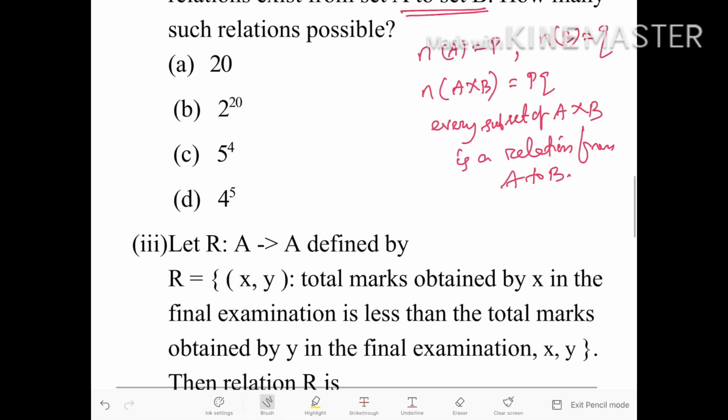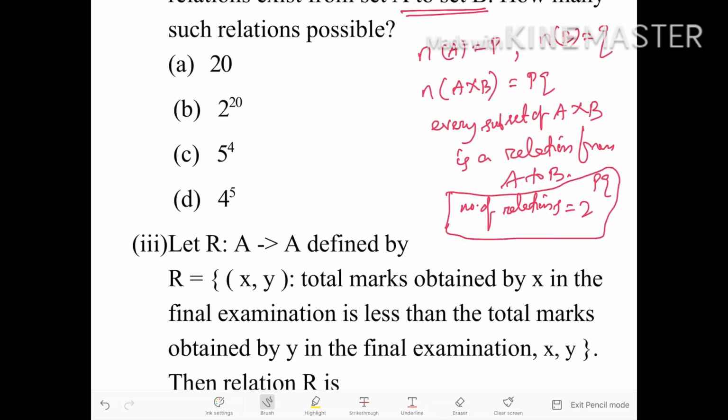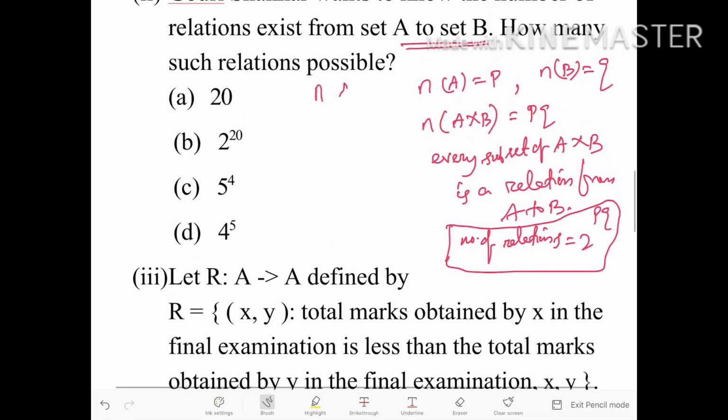And we know from the concept of power set that the number of subsets of a set containing PQ elements will be 2 to the power PQ, means the number of relations from A to B will be 2 to the power PQ. Here our set A contains 5 elements and set B contains 4 elements. The number of subsets will be 2 to the power 20. So B will be the correct option.